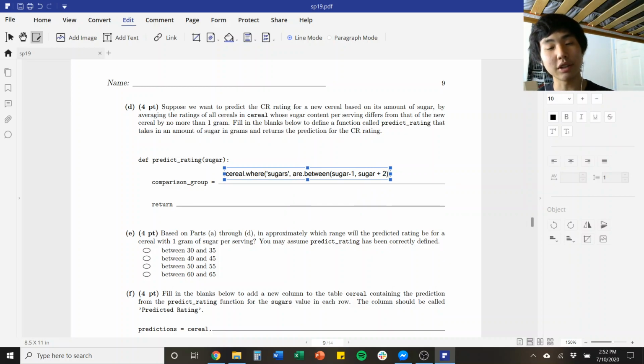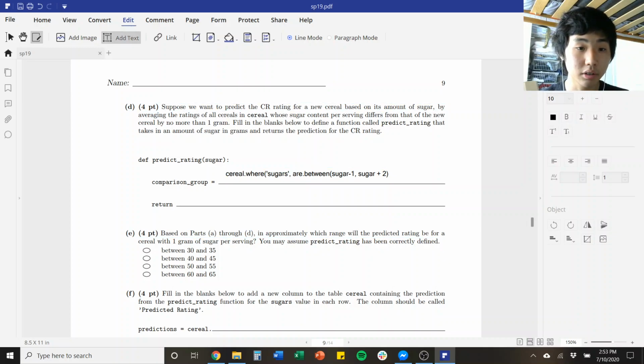The plus 2 is kind of odd because it's going plus or minus 1. However, are.between does not take into account the top value, so we need to add one more so that it recognizes sugar plus 1 as a value that it should be looking at. So then we're going to return the average rating of those cereals. So we can do np.mean of comparison group dot column rating, and that'll correctly predict our rating.